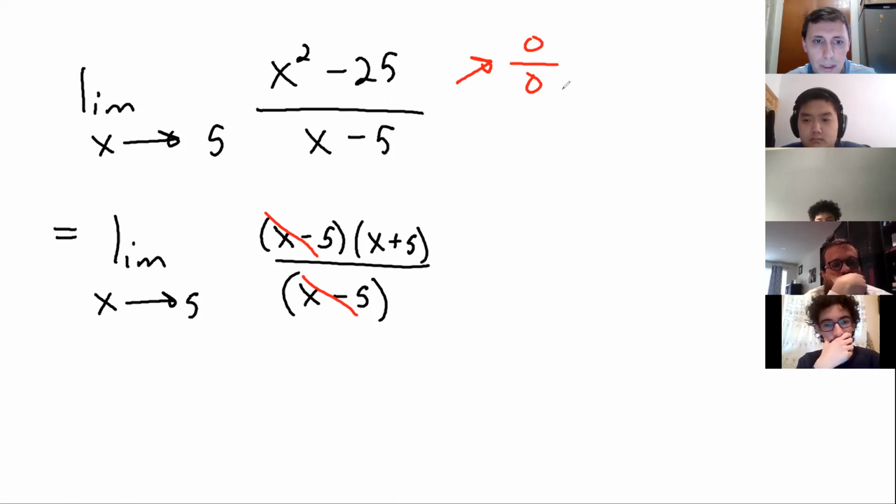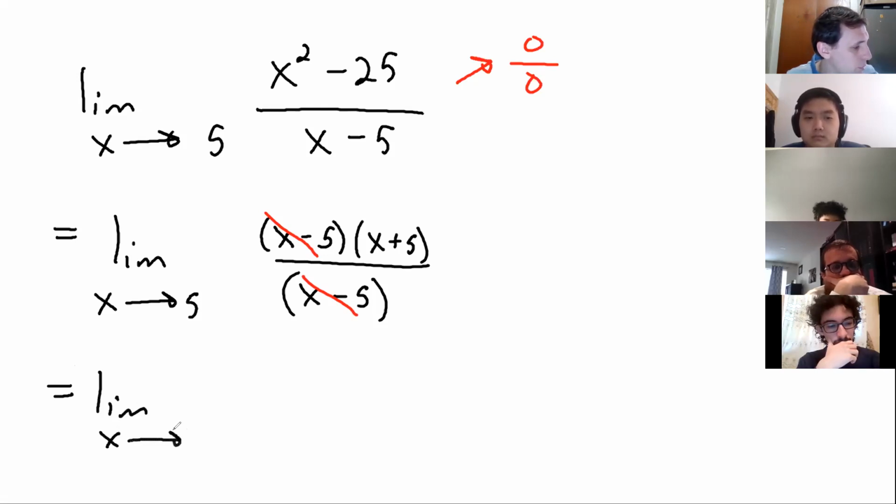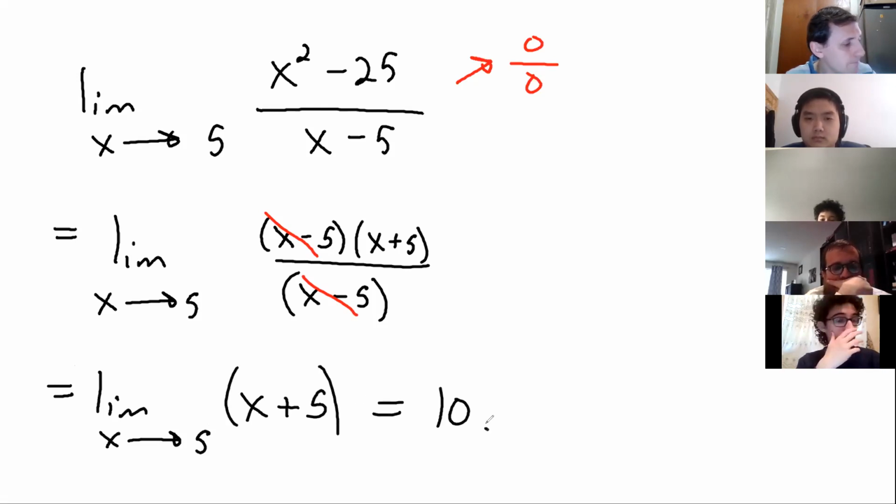Yes, exactly. When x is close to 5, x minus 5 is not actually 0, so it's not actual 0 divided by 0. So I can cross it out, right? And then I just have the limit as x goes to 5 of x plus 5. And the answer is 10. Good? So if you got 10, that's all right. That's what you should be getting.